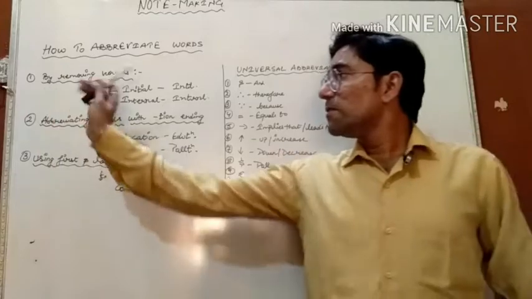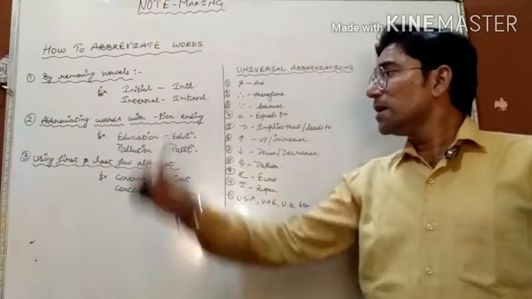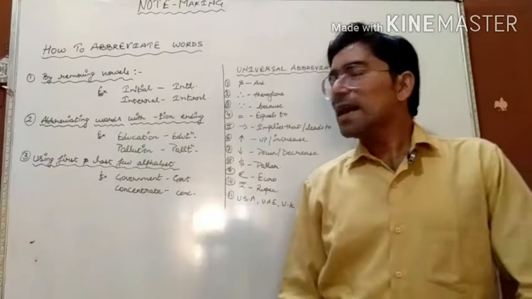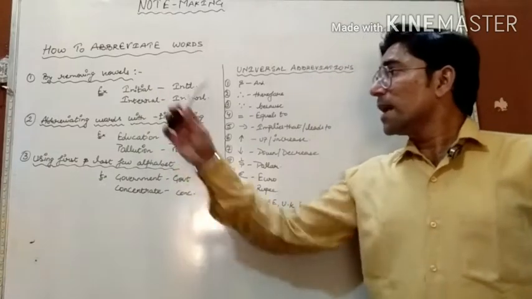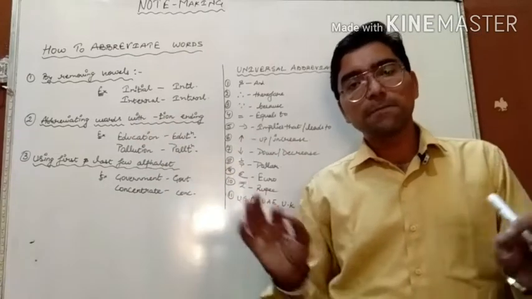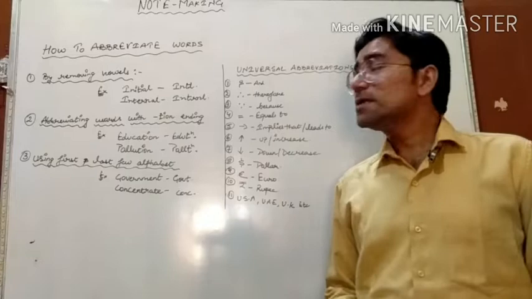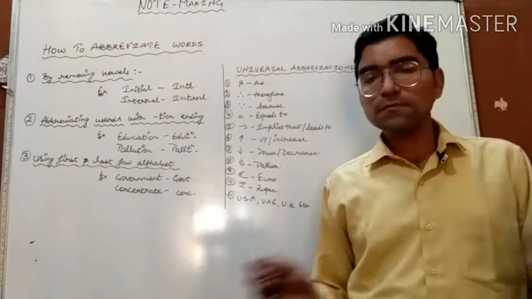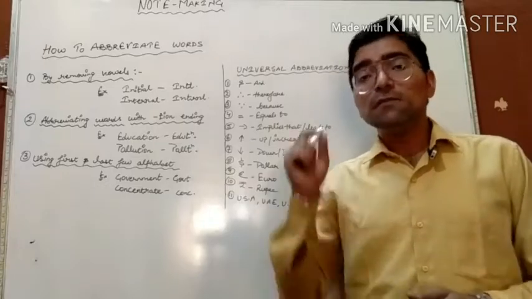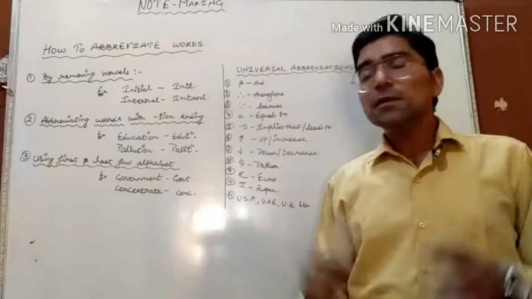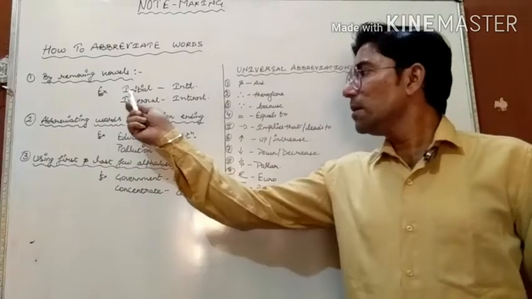The first rule is by removing vowels. As you can see, I have given two examples, initial and internal. And what is the catch in both the examples? The catch is that both examples start with the vowel I. Now what you need to remember is if a word starts with a vowel, then you must exempt the vowel with which it is starting. For instance, the word initial starts with the vowel I.